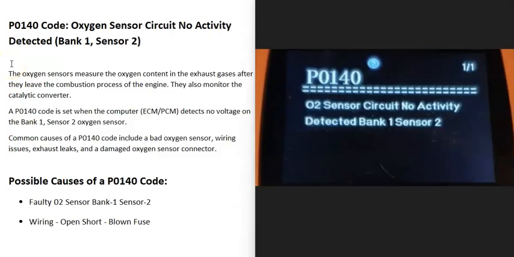So today I'm talking about a P0140 code, what it is and how you can go about fixing it. And so what is a P0140 code? Well, it's an oxygen sensor circuit, no activity detected, bank one, sensor two. And so what does this mean?